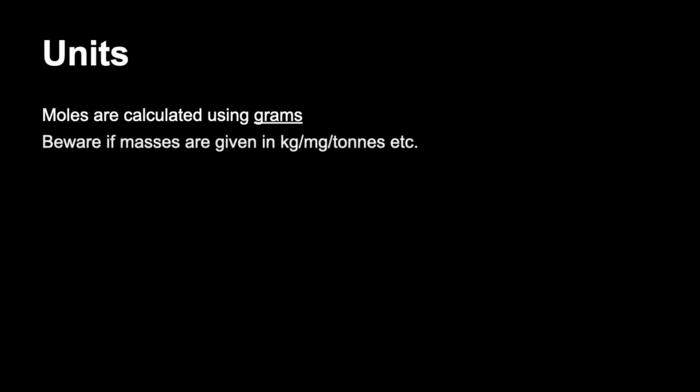Next thing we'll look at are units. So remember, moles are calculated using grams, and often the mass won't be in grams. So often they'll be in kilograms, milligrams, tons, etc. So here are the conversions. A kilogram is 1,000 grams, 10 to the 3 grams. A milligram is 10 to the minus 3 grams. And a ton is 1,000,000 grams.